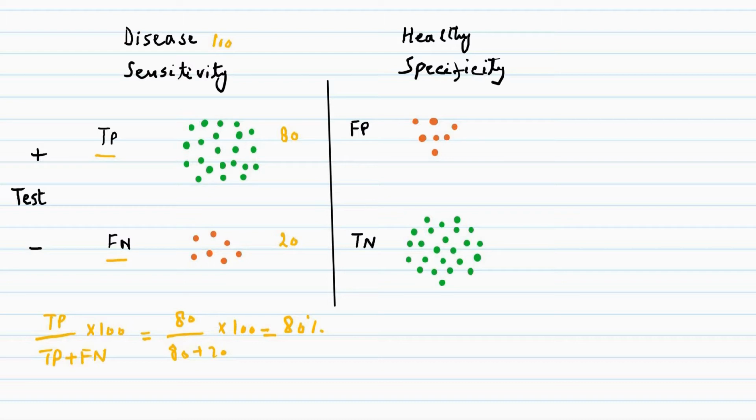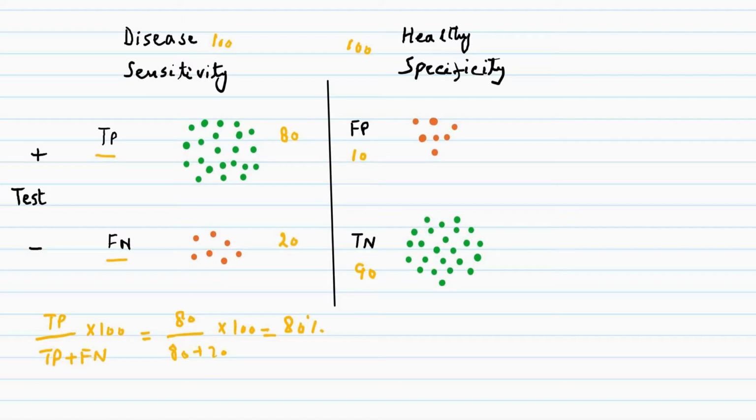Suppose we had 100 people who we knew were healthy and the test correctly identified 90 people who were healthy and the result is negative, while the result is false positive in 10 people who will appear to have disease due to false positive results although they are healthy.